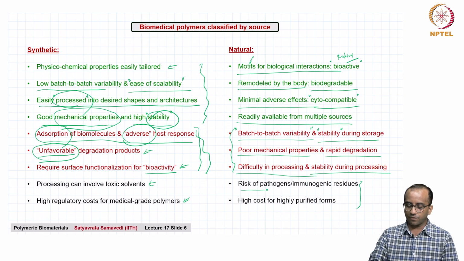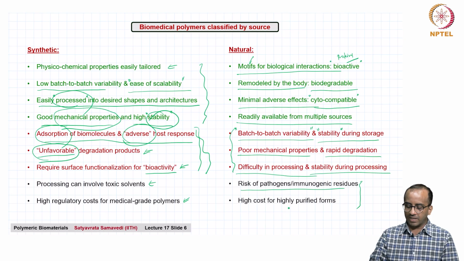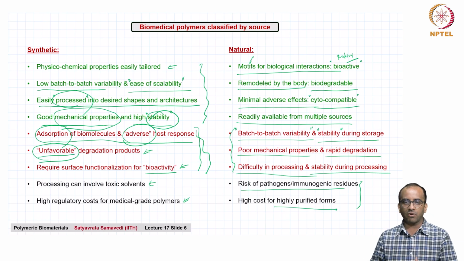There's always a risk of pathogens or immunogenic residues, but this is only a question of your QC, your quality control, and how you're producing it. For example, if you're producing recombinant proteins, it's only a function of how well you're purifying it, etc. Or if you're deriving from a natural source, again, how well you're getting the pure form of the molecule. Of course, for very highly pure forms, you pay a cost. I mean, you literally pay a cost. You pay a very high cost for such systems.